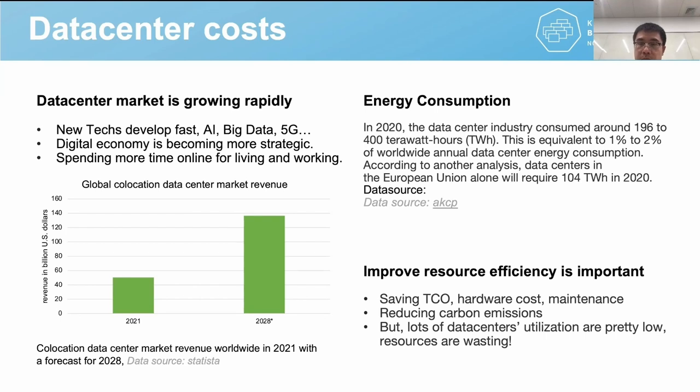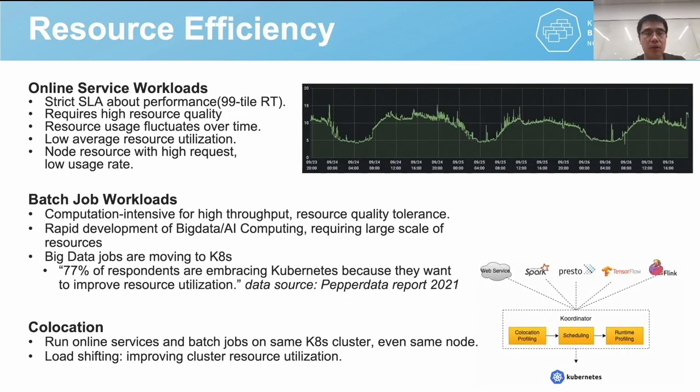Some researchers say that in 2020, the data center industry consumed around 196 to 400 terawatt hours. It is quite a lot. So improving resource efficiency is really important, which can save TCO, hardware cost, and maintenance. It can also reduce carbon emissions. But the utilization of a lot of data centers is pretty low, which means that resources are being wasted. So we need to improve the resource efficiency of data centers.